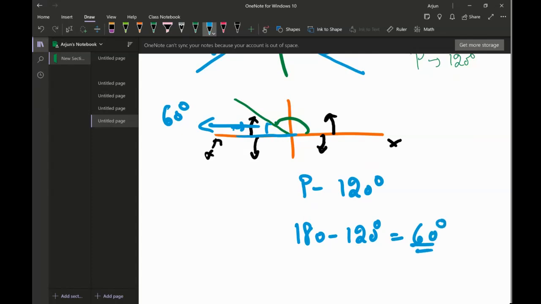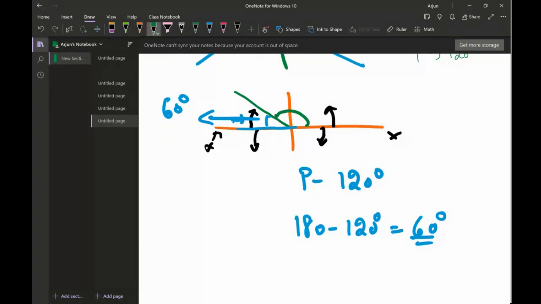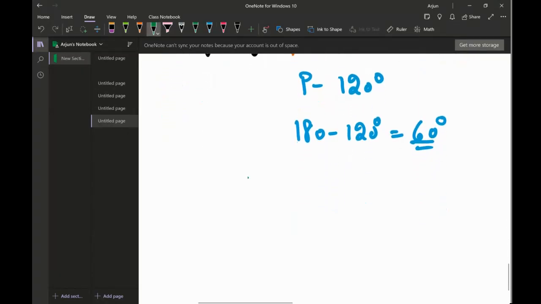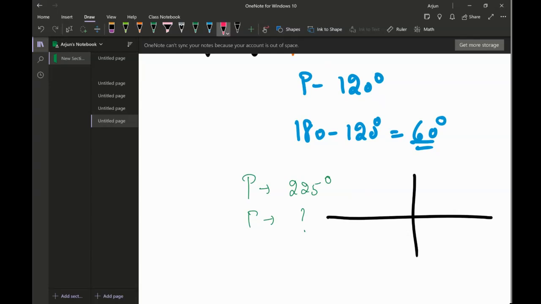If you can visualize this, then it will be really easy for you to understand. That's why I'm drawing the diagram with every question. So let's say the principal angle is 225 degrees, and find the reference angle for this one. First of all, I'll draw the principal angle on the navigation system. I can clearly see the principal angle will be in the third quadrant. So this is the principal angle.